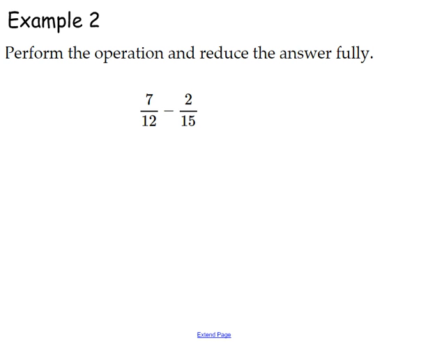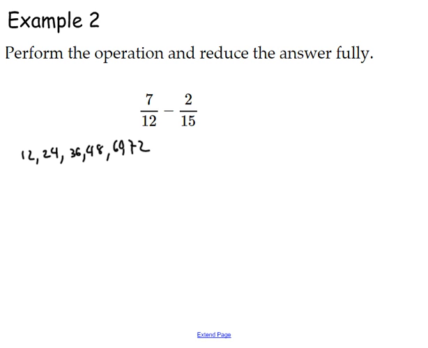All right, it says, perform the operation and reduce the answer fully. Okay, so we need a common denominator. So I'm going to list the multiples of 12. So the multiples of 12 are 12, 24, 36, you got 48 and 60, and then 72. So those are the multiples of 12, and it goes on and on.